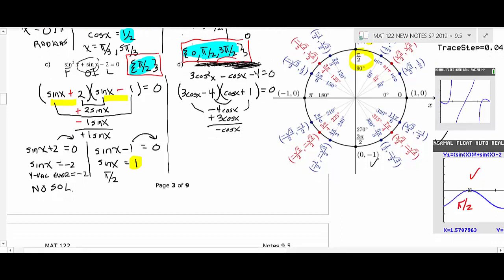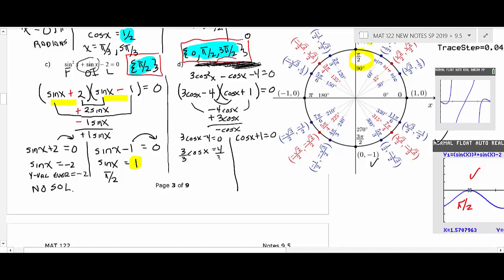And then what we'll do is set each factor equal to 0, solve each equation separately. And we're still kind of making problems that are designed to be interpreted by the unit circle. This one you would add 4 to both sides. So you would get 3 cosine x is 4.